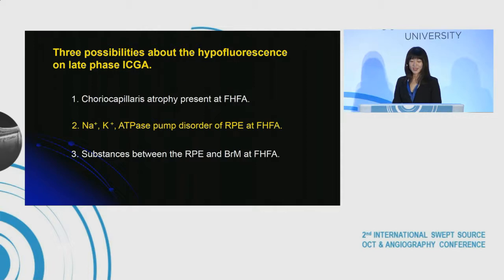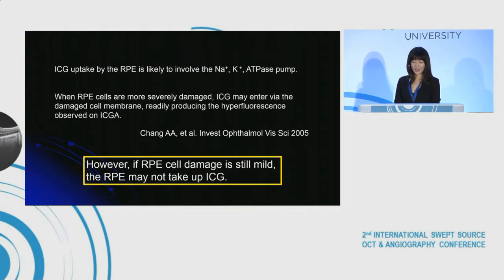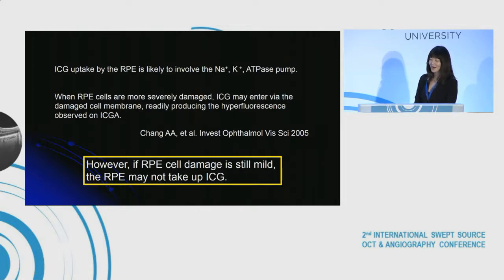Second, let me explain the possible roles of sodium, potassium, and ATP pump disorder in the RPE. Chang and colleagues showed that when RPE cells are severely damaged, the ICG may then enter via the damaged cell membrane. However, they also noted the possibility that if RPE cell damage is still mild, RPE cells may not take up ICG. This hypothesis is possible.